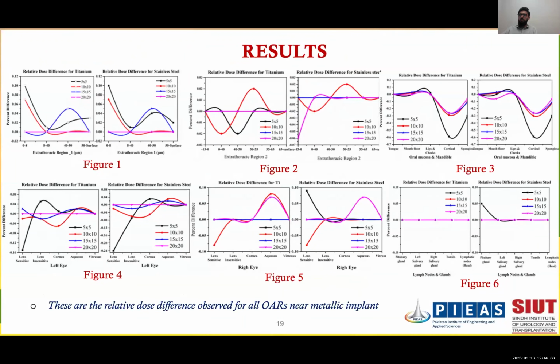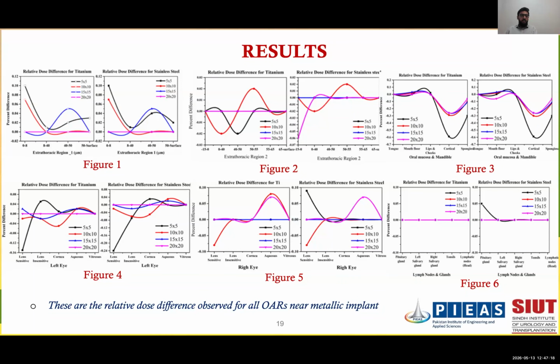I won't go into detail in the results section, just to give an idea that in all these graphs along the x-axis there are regions. For example, if I'm talking about the oral mucosa and the mandible region, on the x-axis a single organ has been pointed out, like tongue, mouth floor, lips, cheeks, cortical and spongiosa, while on the y-axis there is the percentage depth dose that has been found from the simulation output. Similarly, all analysis has been done for all organs and for all four field sizes.